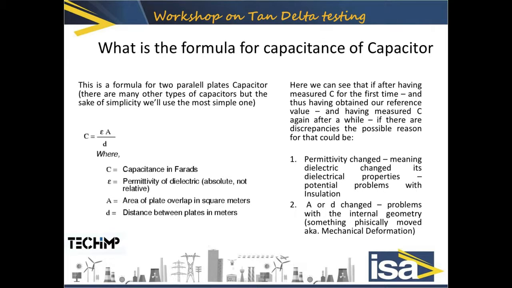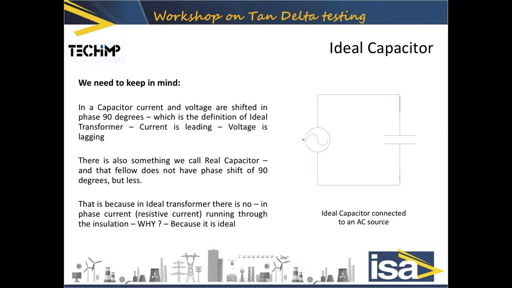So this is epsilon, and let's see how we can now use this. Let's talk for a second about an ideal capacitor. In a capacitor, we know that the current and voltage are shifted in phase by 90 degrees, which is the definition of an ideal capacitor. Current is leading, voltage is lagging. And we can see that system here, an AC source and the symbol for an ideal capacitor.